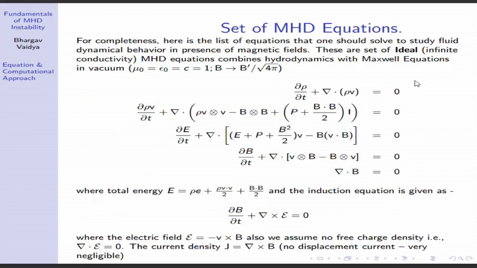So this is the way you write the standard conservative MHD equations. For example, this is the mass conservation equation, del by del t of rho plus divergence of rho v. That's the mass flux, and this is the quantity which represents the mass. Then you have the momentum flux, and this is the momentum, rho v. Then you have the energy flux and the energy.